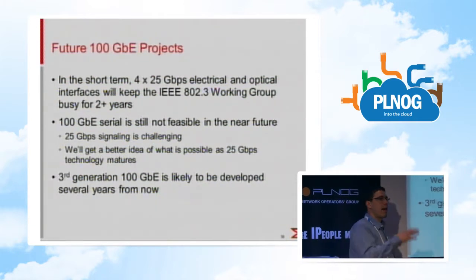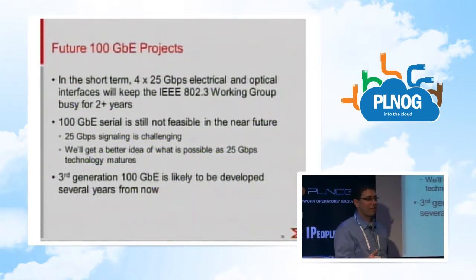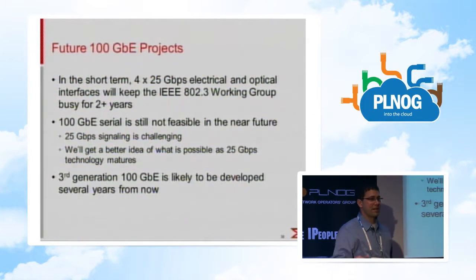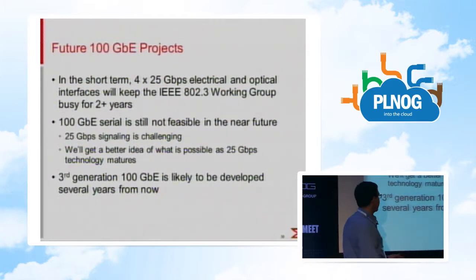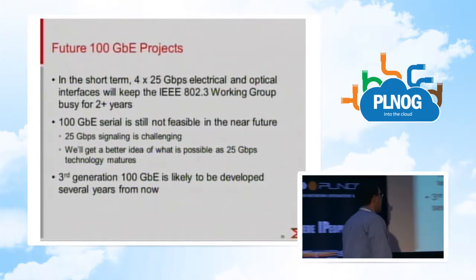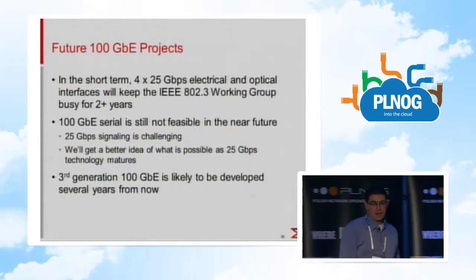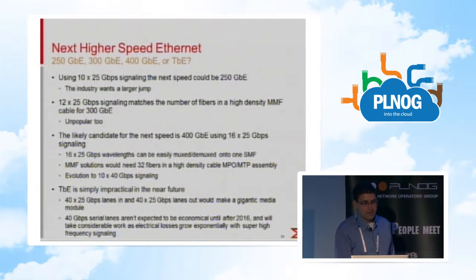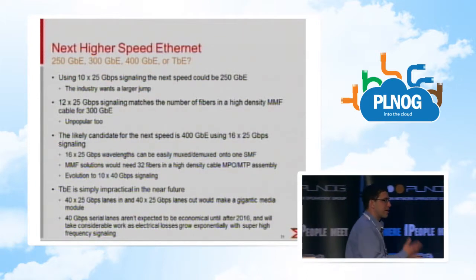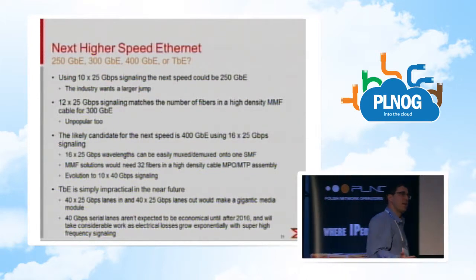So terabit Ethernet will probably come out when it comes out, and this is considerably in the future, using a 10x100 gigabit signaling, because anything else is just too massive. Third generation 100 gigabit Ethernet is probably going to be, like I said, several years from now. So what are we going to do? If we're not going to go right from 100 gigabit Ethernet to terabit Ethernet, what are our options?